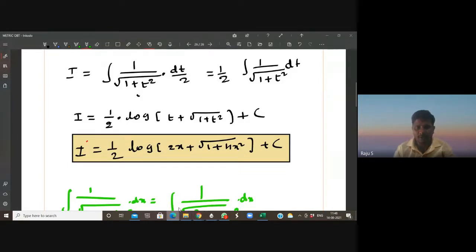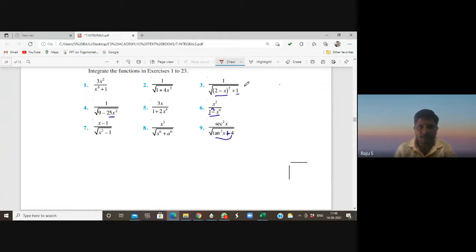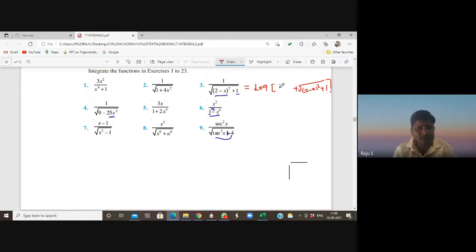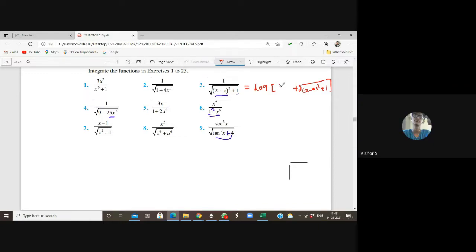Okay, let's do one more question. Within 2 minutes, I can explain it. What is the answer? Can anyone tell? We can write the direct answer here. Log of square root. It is in the form of the third formula. What is the formula? Square root of, we can write as it is, 2 minus x the whole square plus 1. Just now, whatever the formula is. Substitution method: t is equal to 2 minus x.